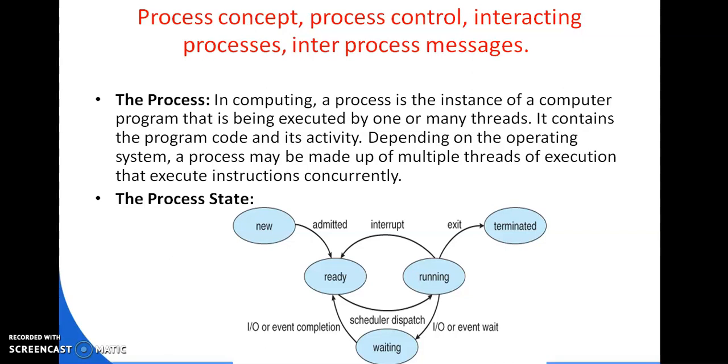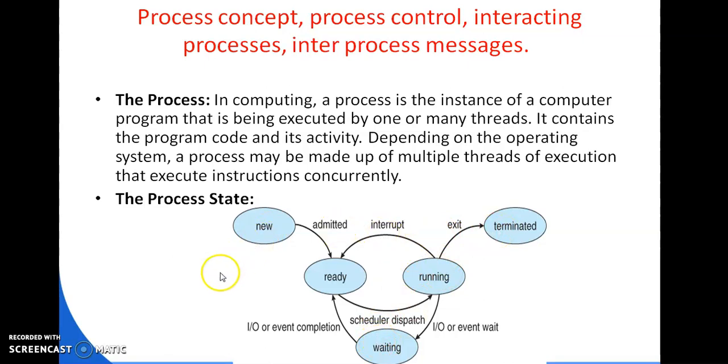So next, come to the states of a process. What do we mean by state? State means the stages a process goes through when it enters the system. Each process has 5 states. First is new, next is ready, then running, then terminating, and the last one is waiting, right?